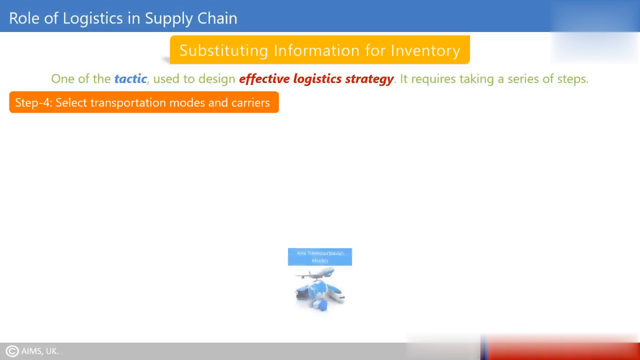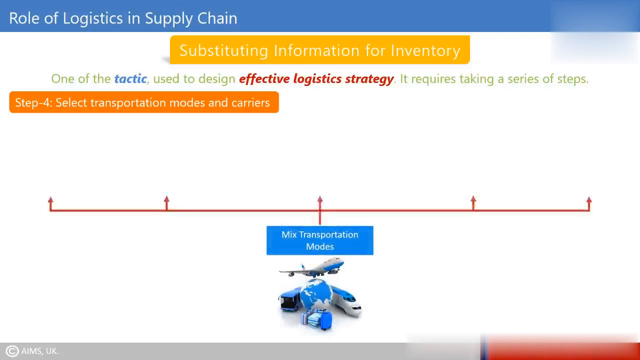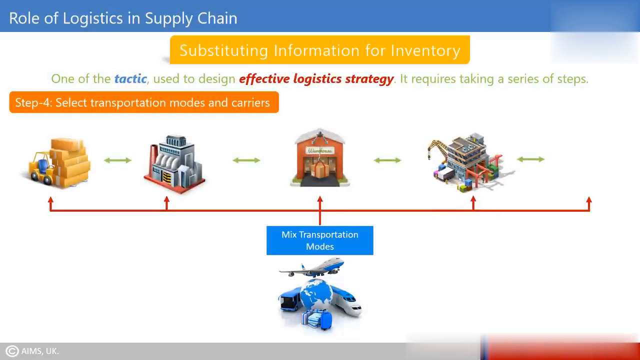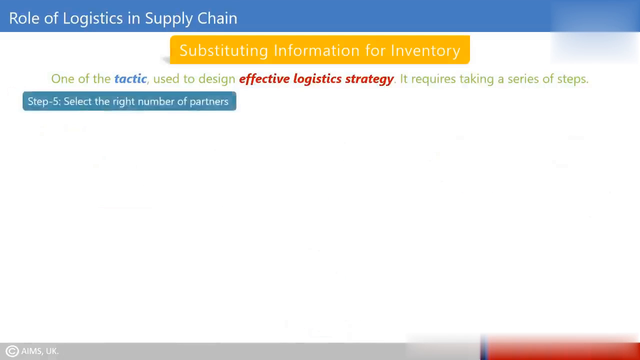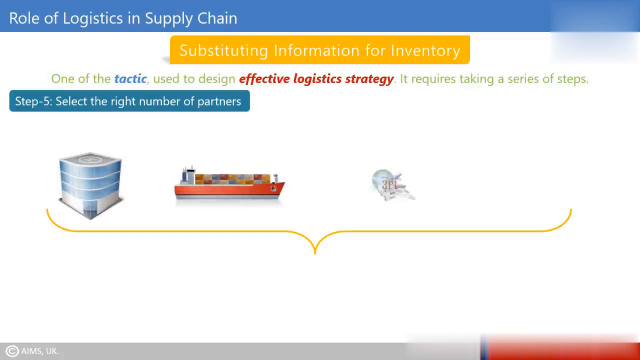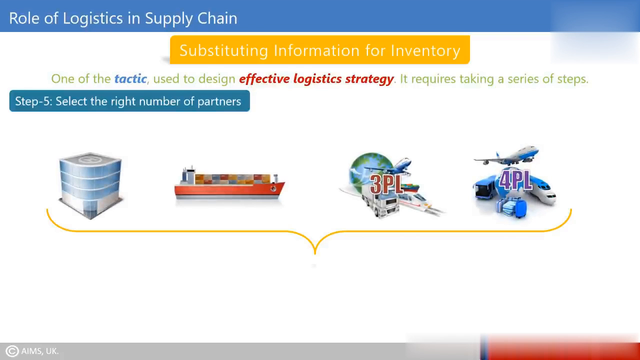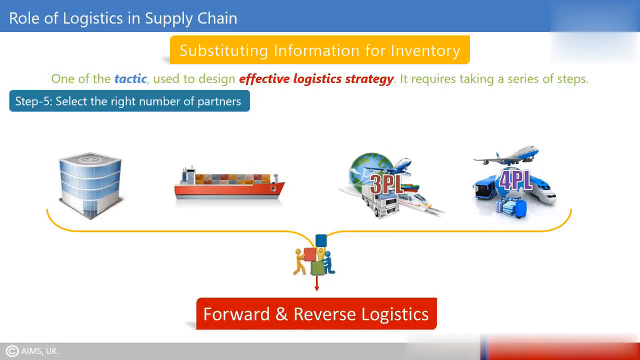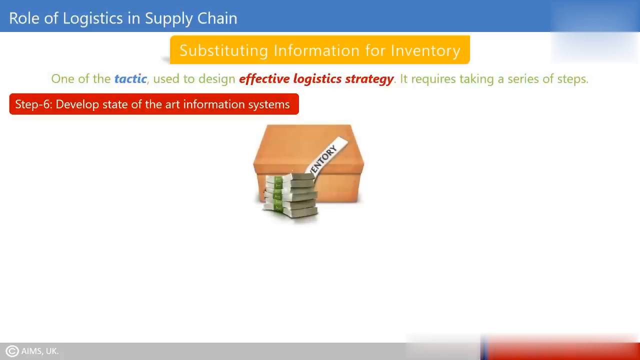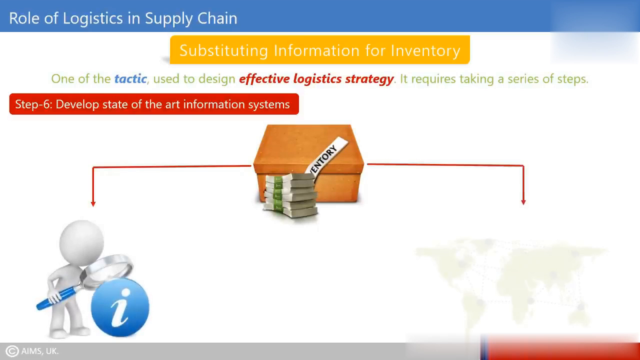Step 4. Select transportation modes and carriers. Determine the mix of transportation modes that will most efficiently connect suppliers, producers, warehouses, distributors, and customers. Step 5. Select the right number of partners. Select the minimum number of firms, freight forwarders, and third or fourth party logistics to manage forward and reverse logistics. Step 6. Develop state-of-the-art information systems. It reduces inventory costs by accurately and rapidly tracking demand information and the location of goods.